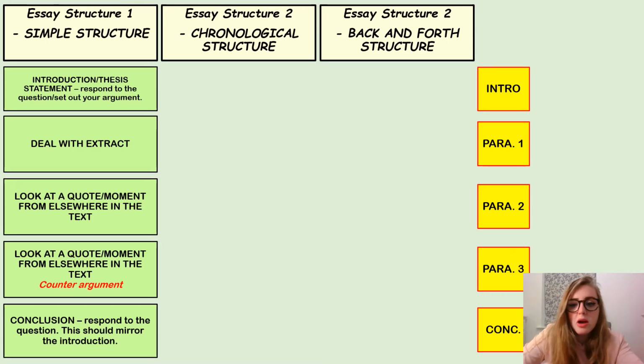You can actually, in paragraphs 1 and 2, look at the extract. You might only want to look at one quote from elsewhere in the text if perhaps you really struggle with your memory, and you're struggling to remember other parts of the text to look at. Okay, however, if you revised, I'm sure that you will have at least one moment in the text that you can refer to. Okay, so that's my simple structure. That's the one that I always start off teaching. Deal with the extract, look at maybe 1 to 2 quotes, then look at somewhere else in the text and slot your counter argument in there. Nice and easy.